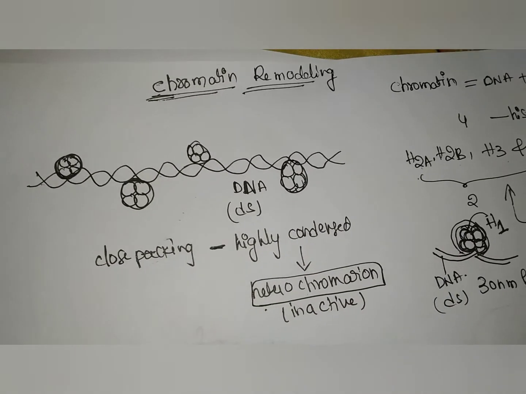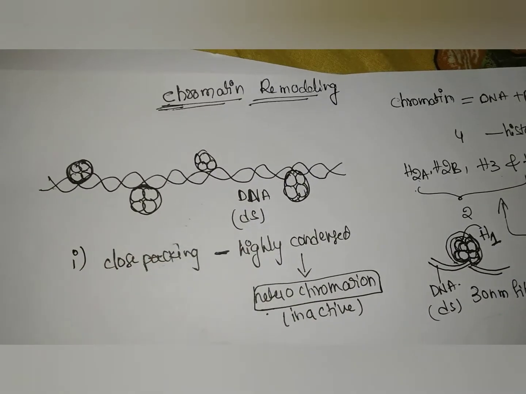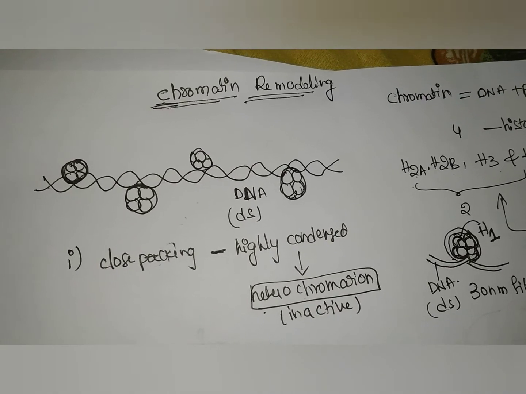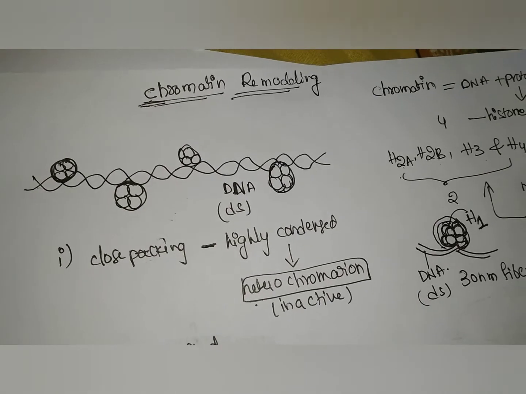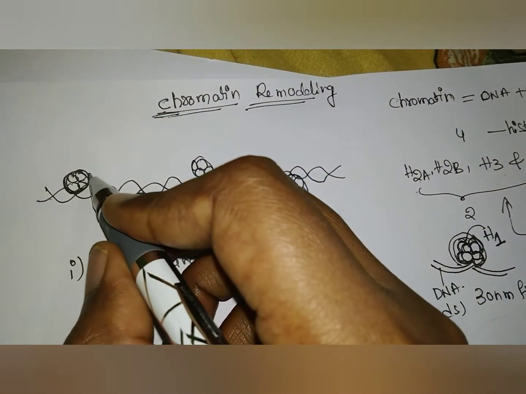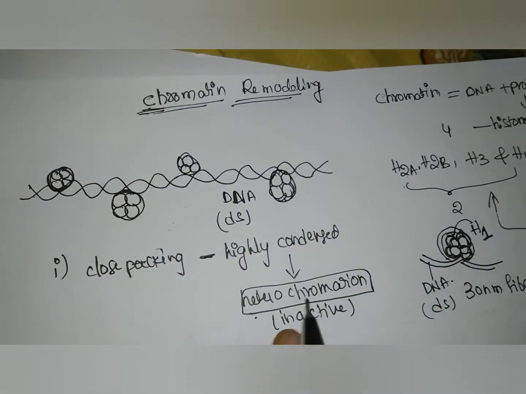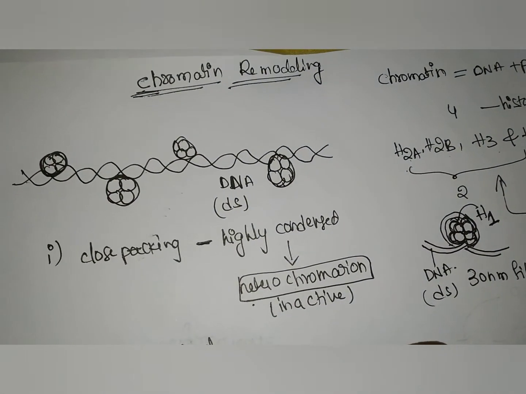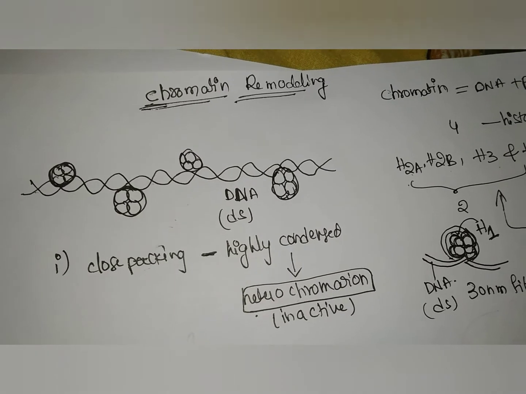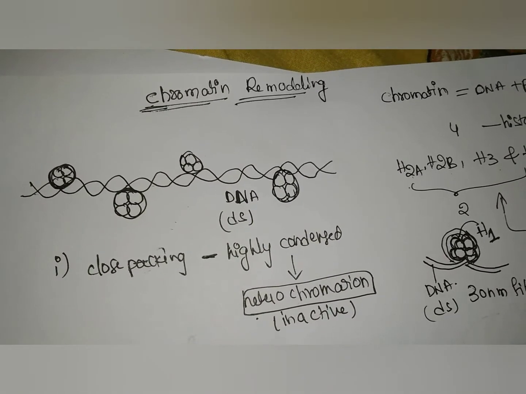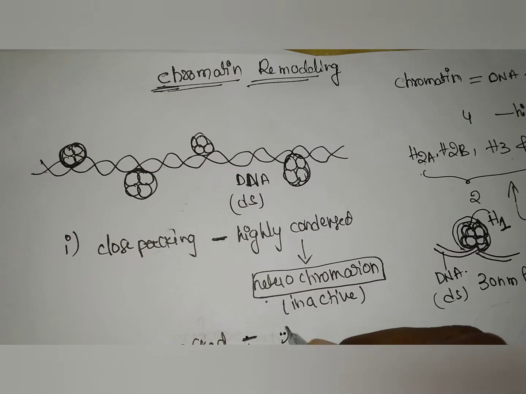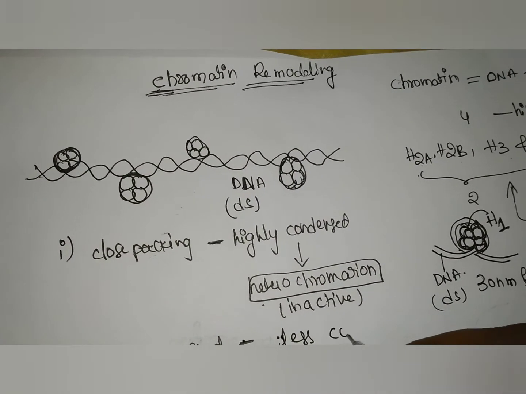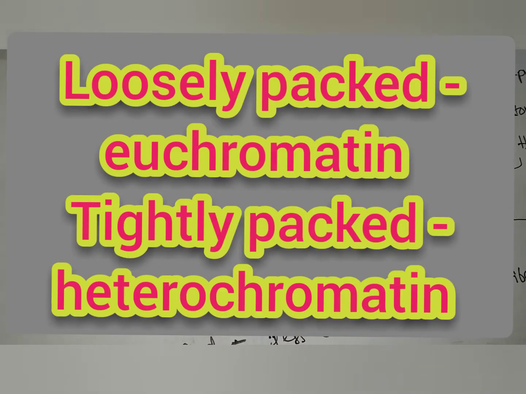There is one more possibility, that is loosely packed chromatin. Here the histone proteins are removed from the bound DNA and both the strands are separated for transcription from the template. So this way they are separated from the DNA. This separation of histone proteins results in less condensed chromatin. That less condensed chromatin is called euchromatin.